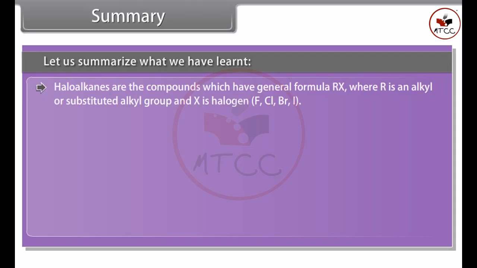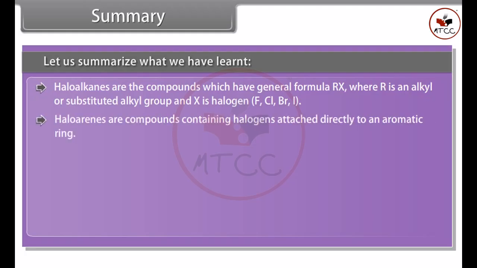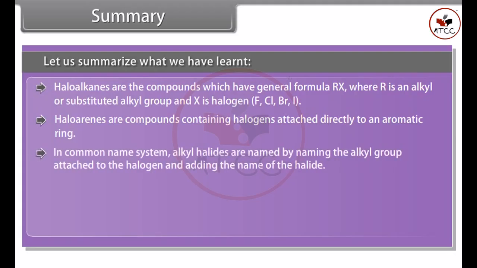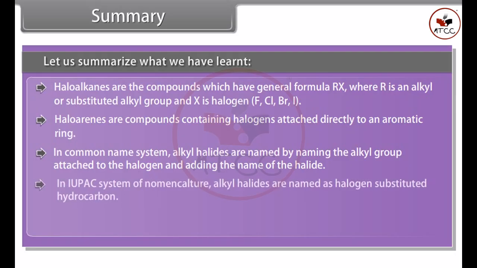Haloalkanes are the compounds which have the general formula RX, where R is an alkyl or substituted alkyl group and X is halogen: F, Cl, Br or I. Haloarenes are compounds containing halogens attached directly to an aromatic ring. In the common name system, alkyl halides are named by naming the alkyl group attached to the halogen and adding the name of the halide. In the IUPAC system of nomenclature, alkyl halides are named as halogen-substituted hydrocarbons.